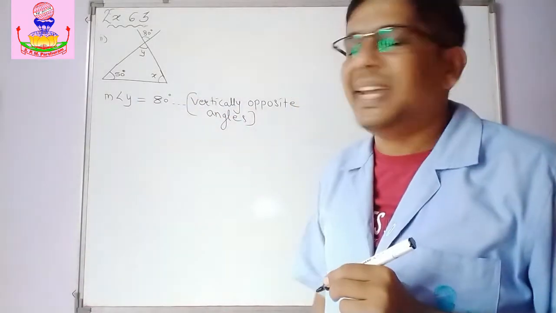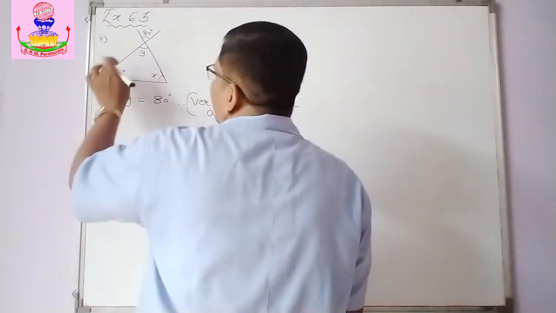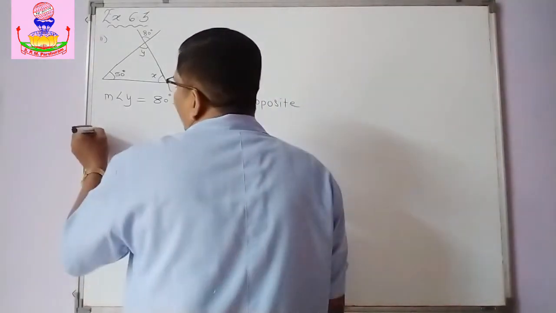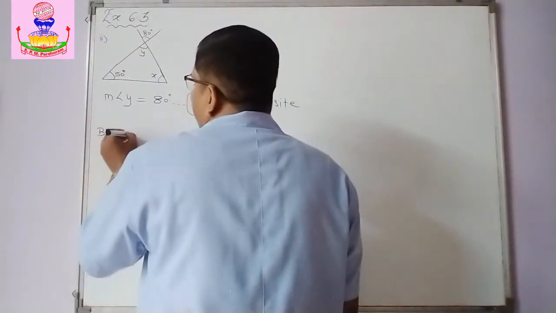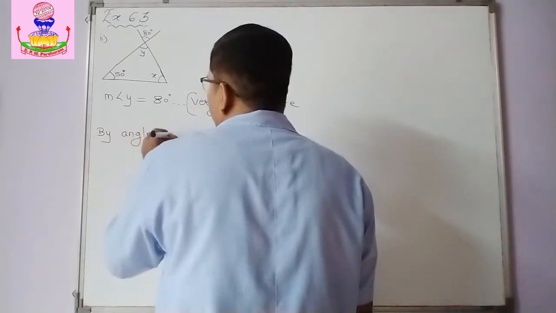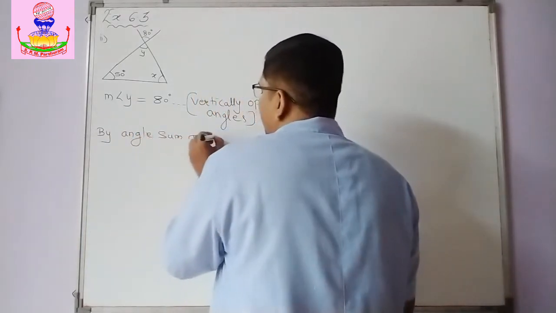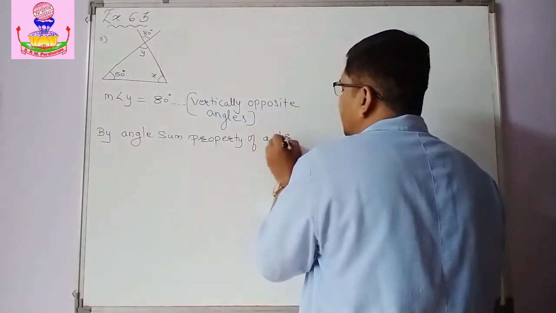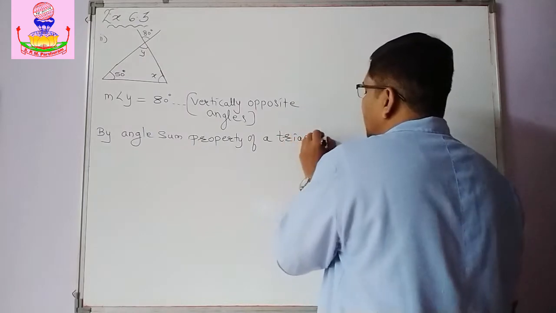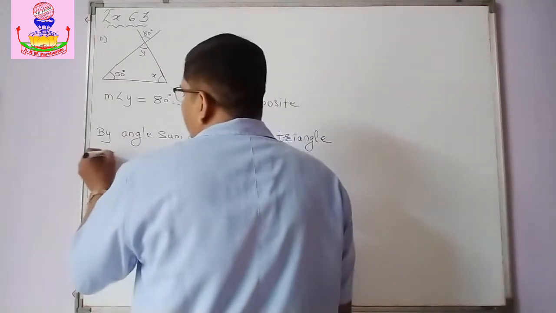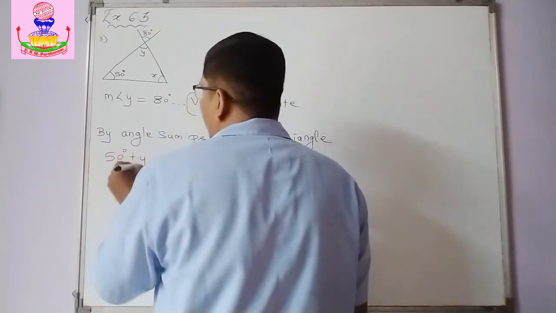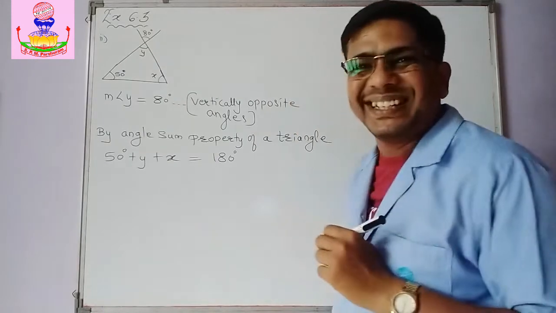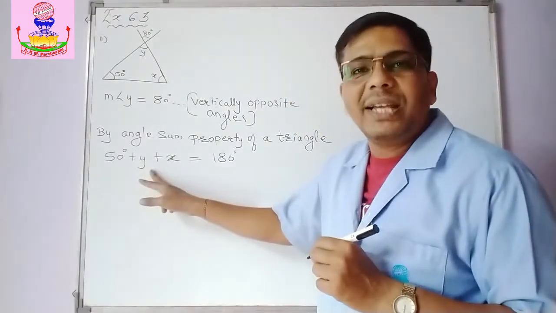Okay? So measure of angle Y is equal to 80 degrees. Now let us go find the value of X in the triangle. So by the angle sum property of a triangle, what you get? 50 degrees plus Y plus X is equal to 180 degrees.